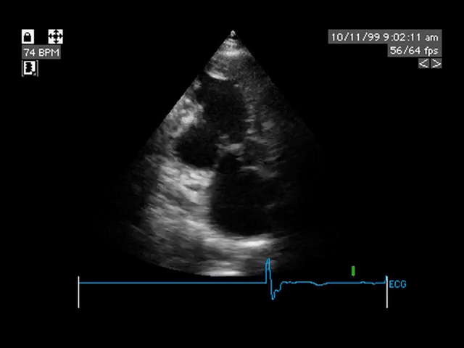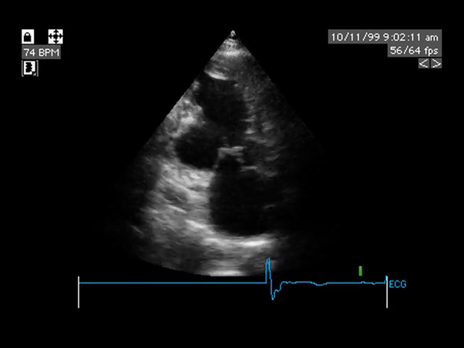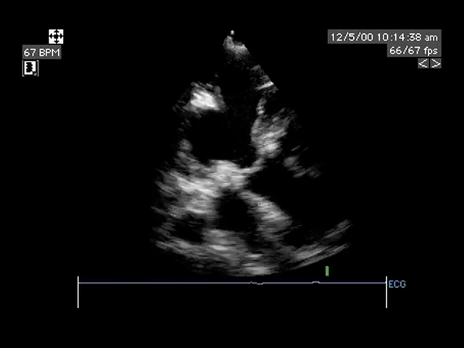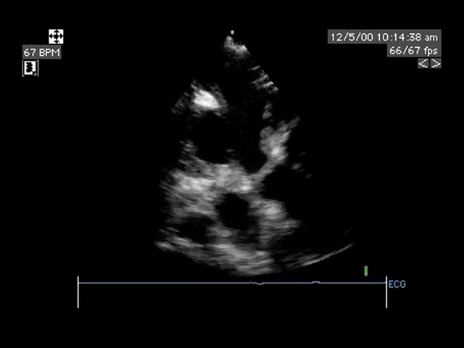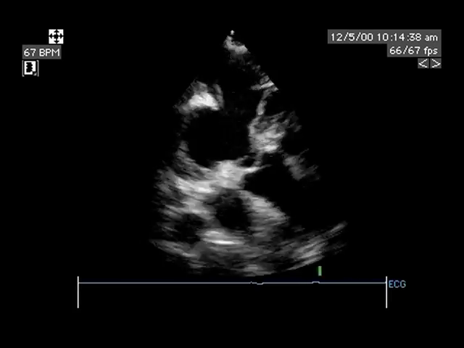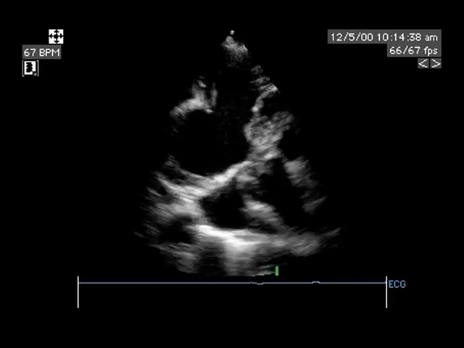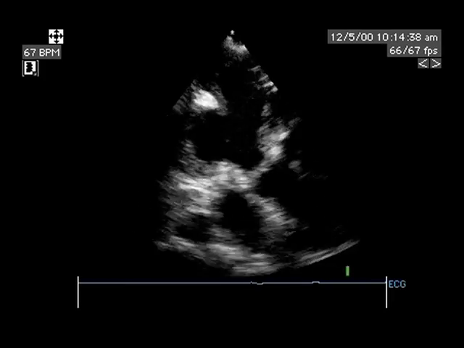This apical three-chamber transthoracic view shows that the basal inferior wall is aneurysmal in diastole and dyskinetic in systole. This apical three-chamber transthoracic view shows that the basal inferior wall is aneurysmal in diastole and dyskinetic in systole.